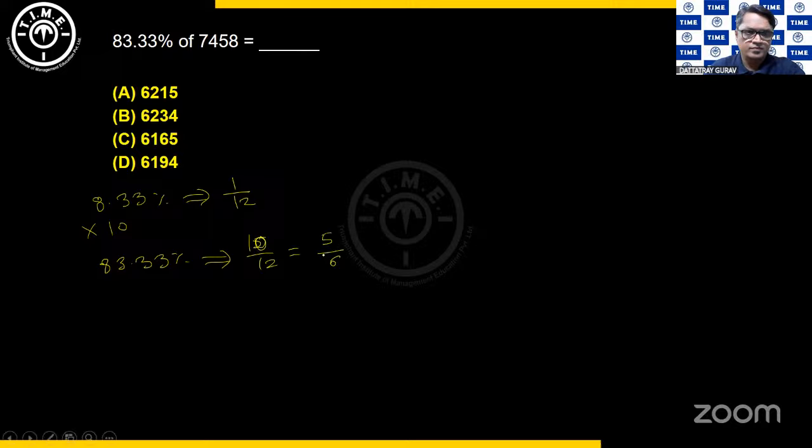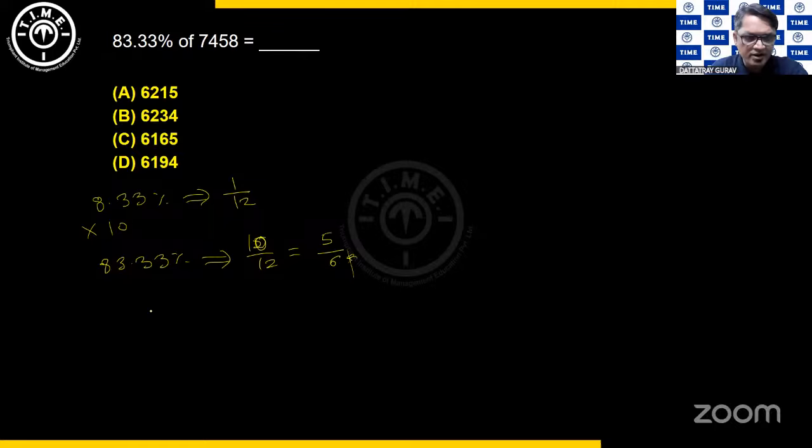Okay, now first understand, we know one number. 8.33% means what? It is 1 by 12. If I multiply by 10 here, it becomes 83.33%. Sorry, multiply by 10 by 12. It will be 10 by 12. Indirectly it becomes 5 by 6. It's 5 by 6. So here one more method is possible.